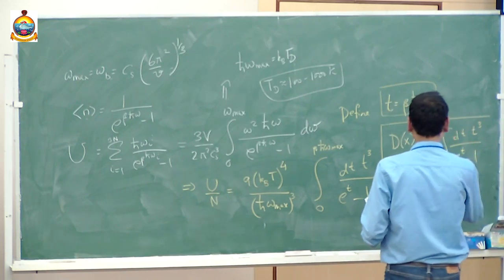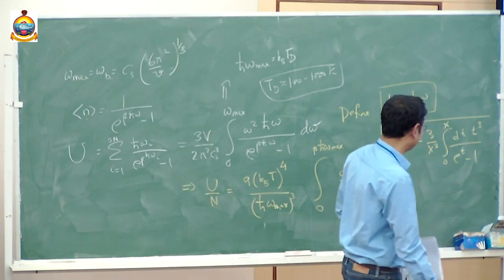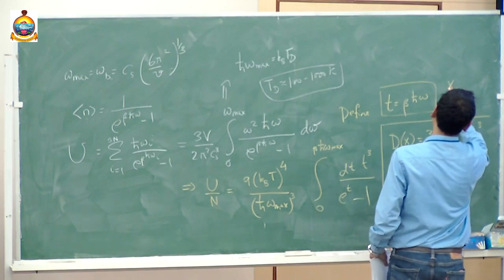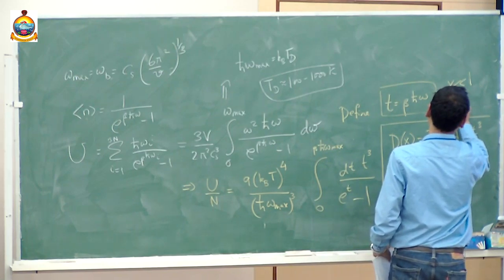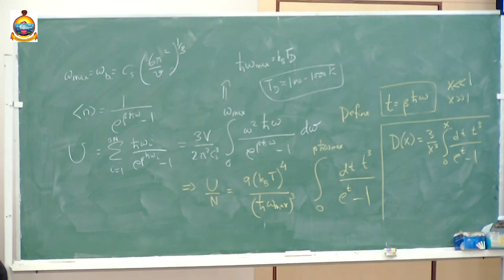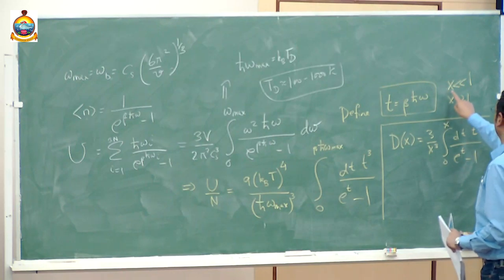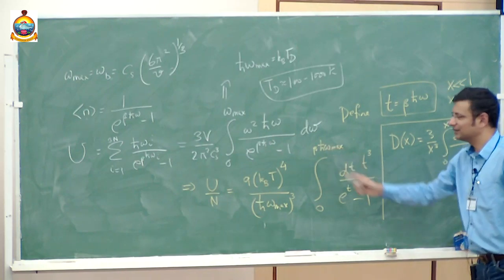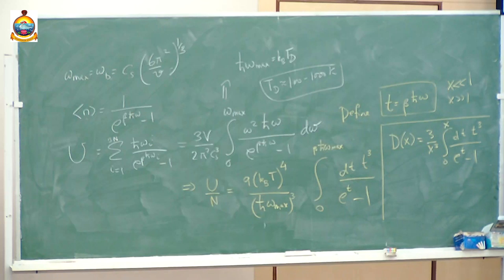So let's do the integral in the two limits that we always do things in: x much, much less than 1 and x much, much greater than 1. If x is much, much less than 1, what does it tell you about the temperature?